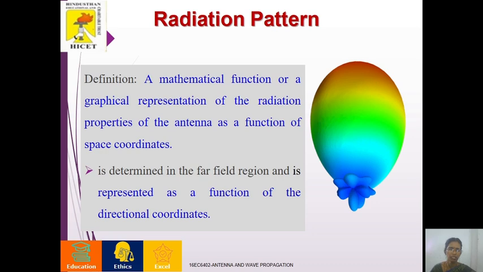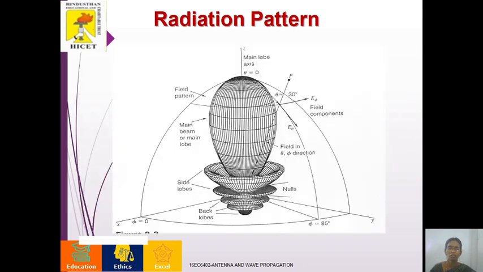Radiation pattern. Radiation pattern can be defined as a mathematical function or a graphical representation of the radiation characteristics of the antenna measured as a function of spatial coordinates. It is normally determined in the far field region and is represented as a function of directional coordinates in space, that is r, theta and phi. So, a radiation pattern in three-dimensional form can be viewed to consist of radiation to be maximum in a particular direction and minimum in other directions. This pattern you call as directional pattern.